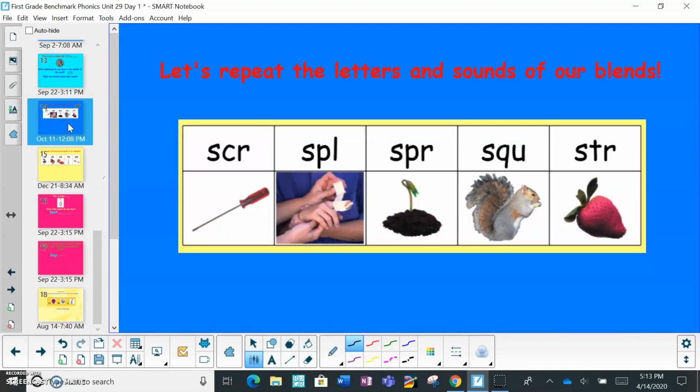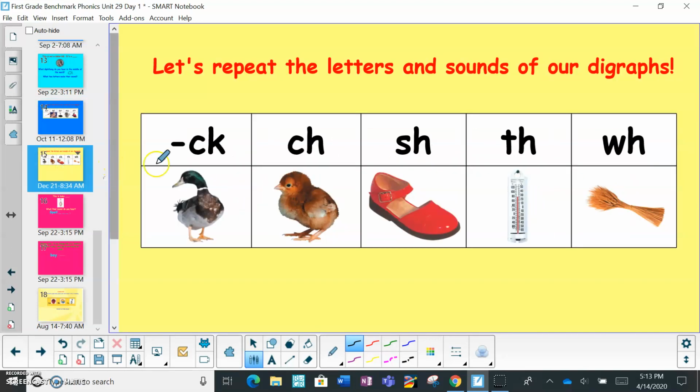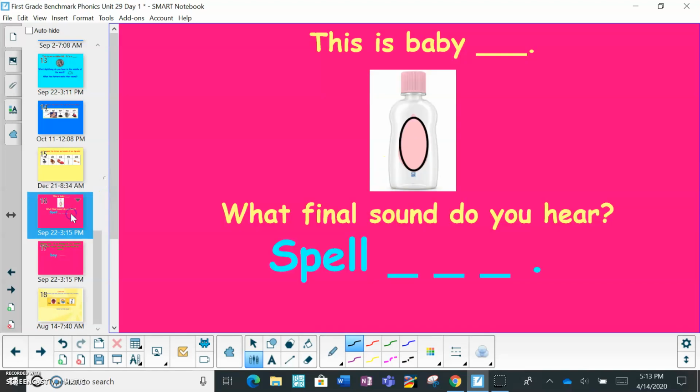All right, let's do some 3-letter blends. This is a review, so say them with me. Scr, spl, spr, squ, str. And now we're going to go back to 2-letter digraphs. Ck, ch, sh, th, wh is the last one.